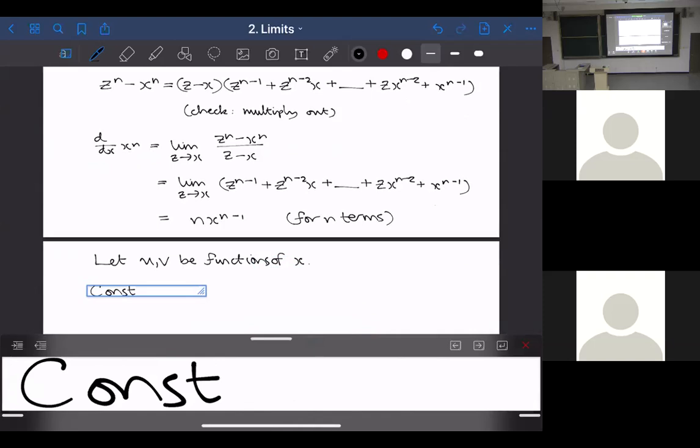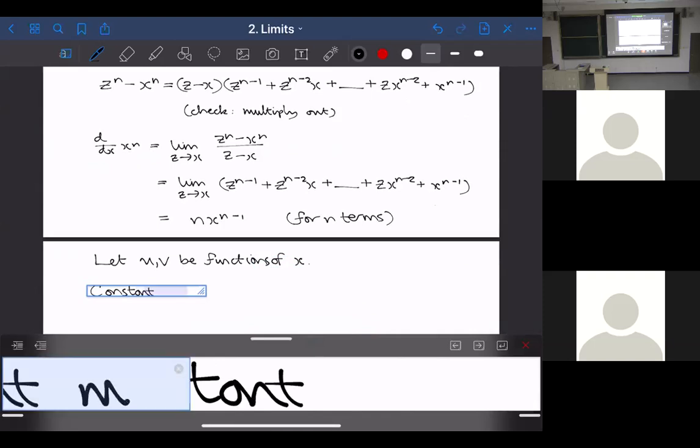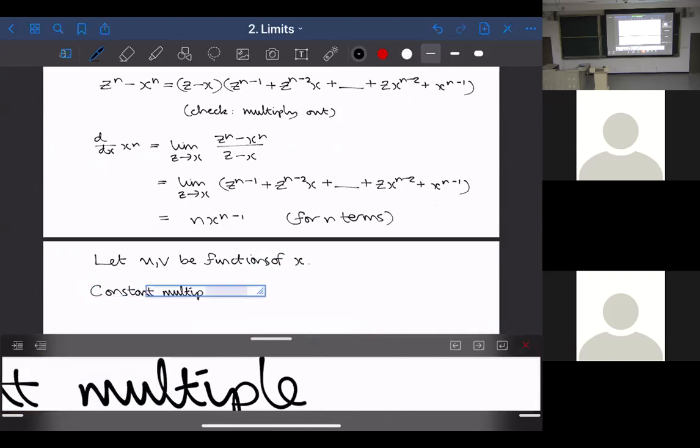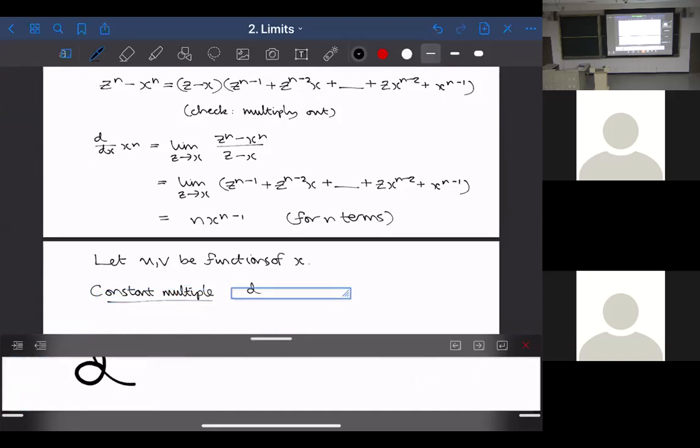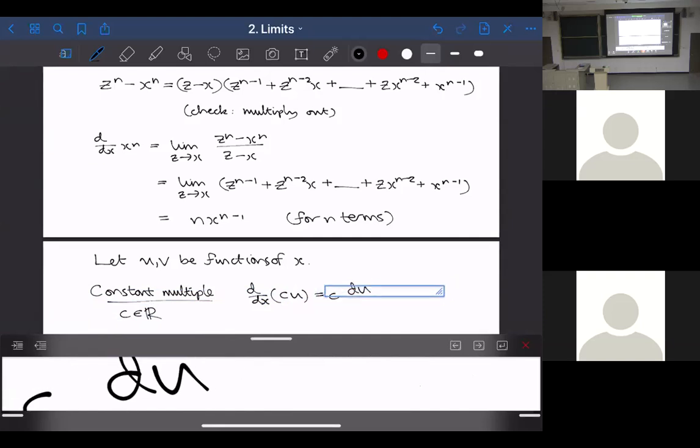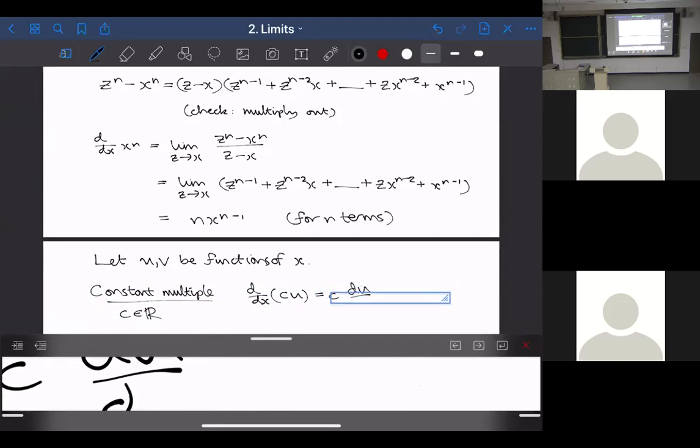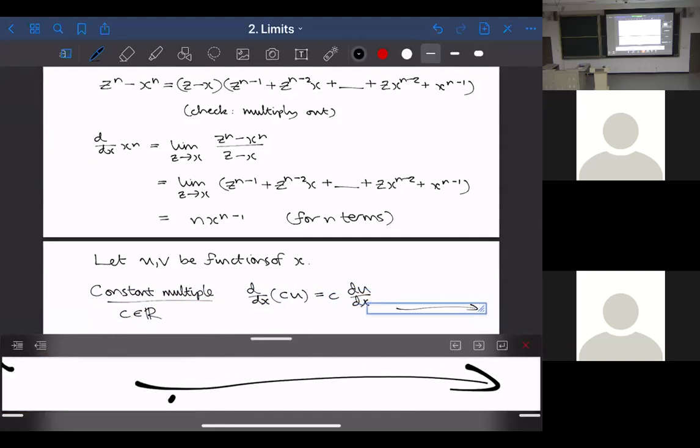Now, the function u of x, and I apply a constant multiple to it, then it's easy to say what the derivative should be. So constant r. The derivative should just be the constant times the derivative of that function.